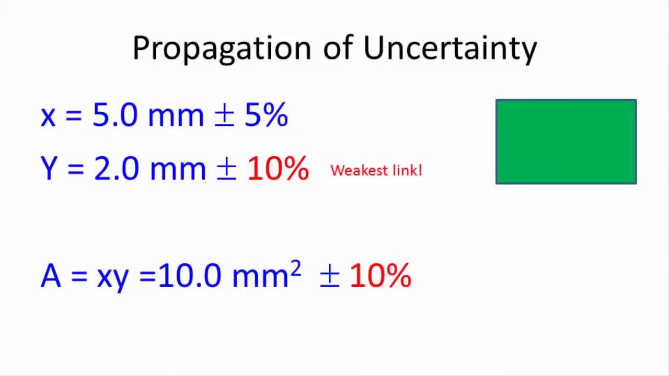Instead, we express the uncertainties in terms of percentages. Now we see that the uncertainty in y is much bigger than the uncertainty in x. By the weakest link rule, the uncertainty in the product will be the percentage uncertainty of the larger of the two percentages, so 10%.